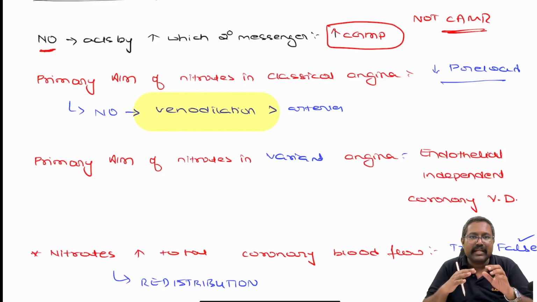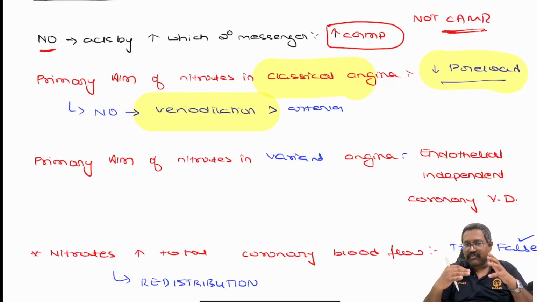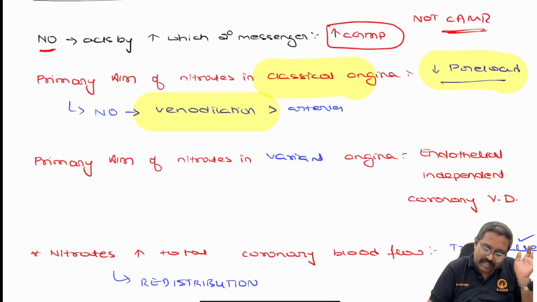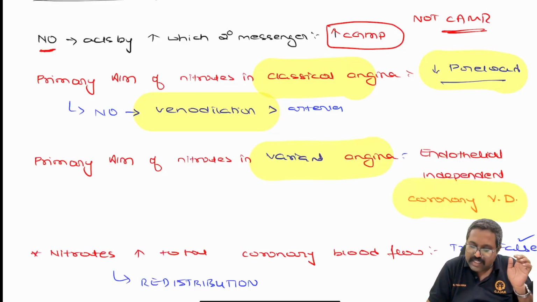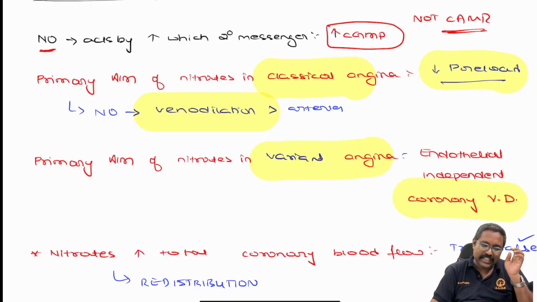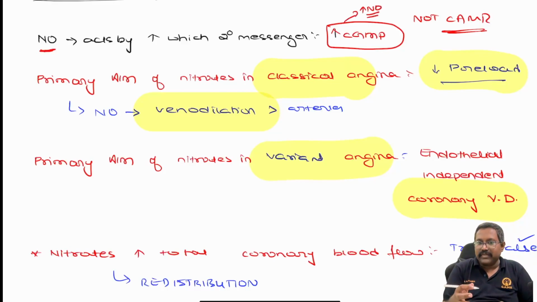What is the primary aim of nitrates in classical angina? Basically, they reduce the preload, afterload, etc. What will happen in the case of variant angina? Basically, it produces endothelium-independent coronary vasodilation. Why is there a vasodilation? Because nitric oxide production increases cyclic GMP, acting on the vascular endothelium, which relaxes the vascular smooth muscle, leading to vasodilation.